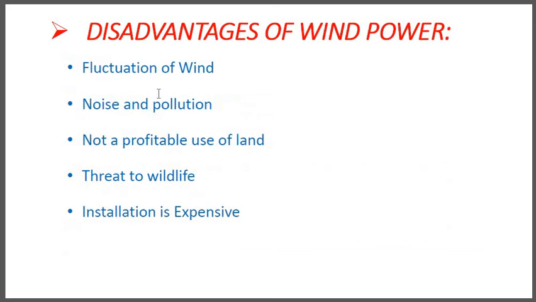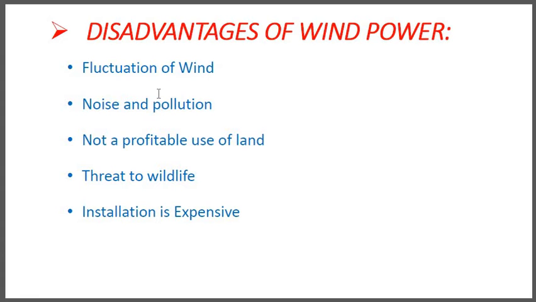Now another disadvantage of the wind power. Fluctuation of wind is the major drawback for the wind power. So we have to provide some voltage controller to overcome this disadvantage. Noise and pollution: noise pollution is there due to the rotating of the large blades.